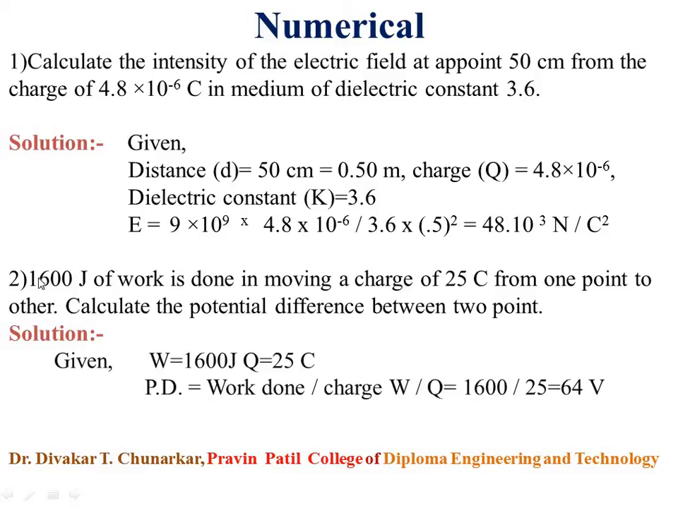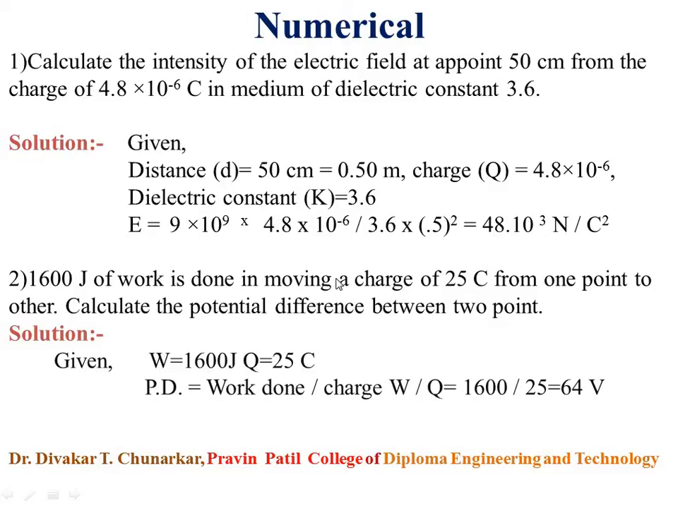Second problem: 1600 joule of work is done in moving a charge of 25 coulomb from one point to another. Calculate the potential difference between the 2 points. So in this problem, whichever parameters or values are given, we have to write in the given. So W is the work done, that is 1600 joule.